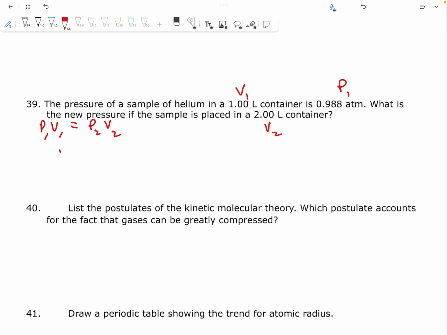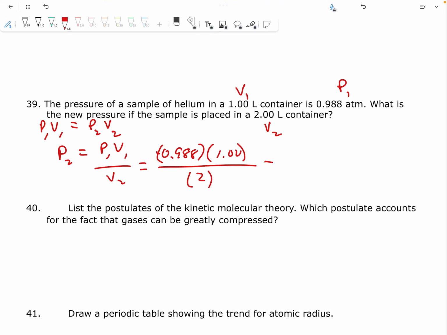When we rearrange this equation, P2 is going to equal P1 times V1 divided by V2. That's 0.988 times 1 divided by 2. If we solve for that, we have 0.494 atmospheres. All right.